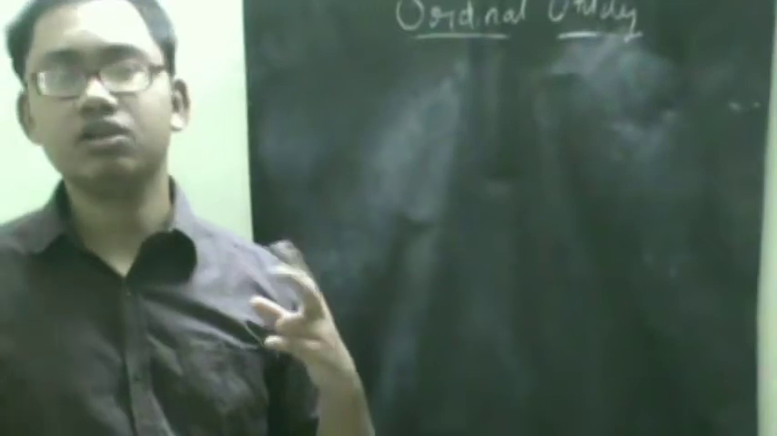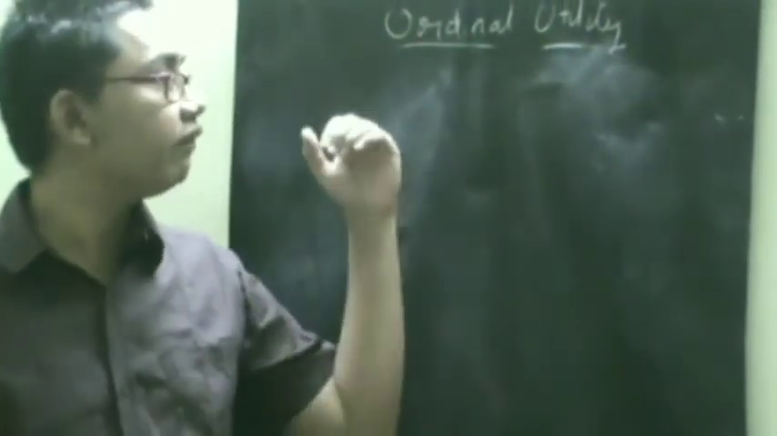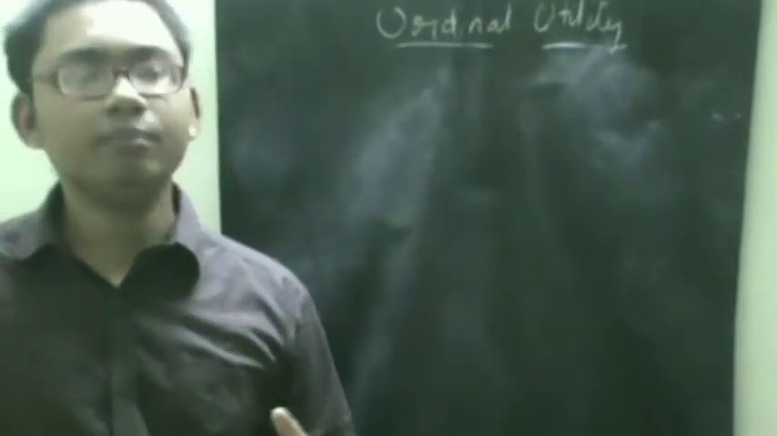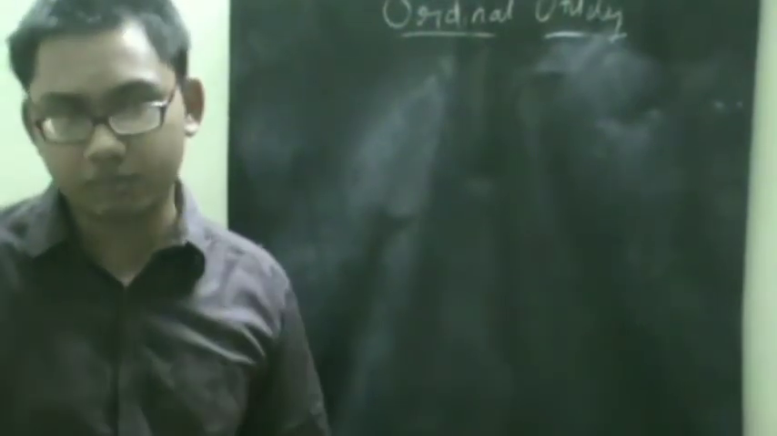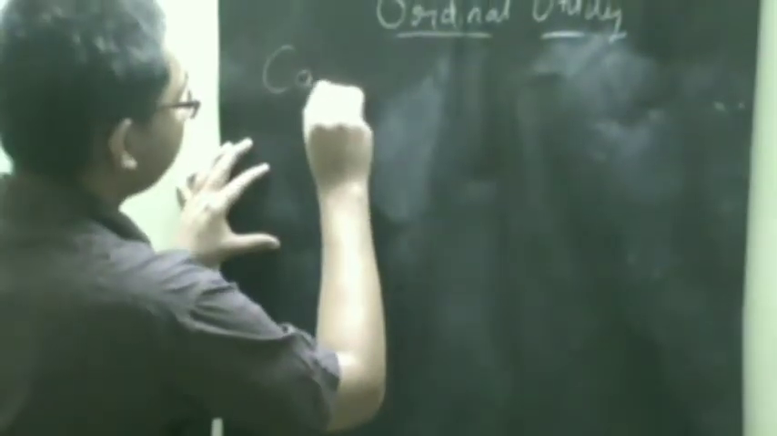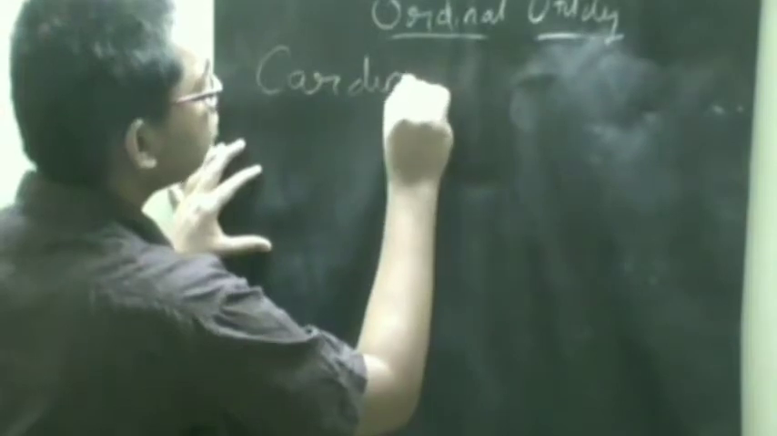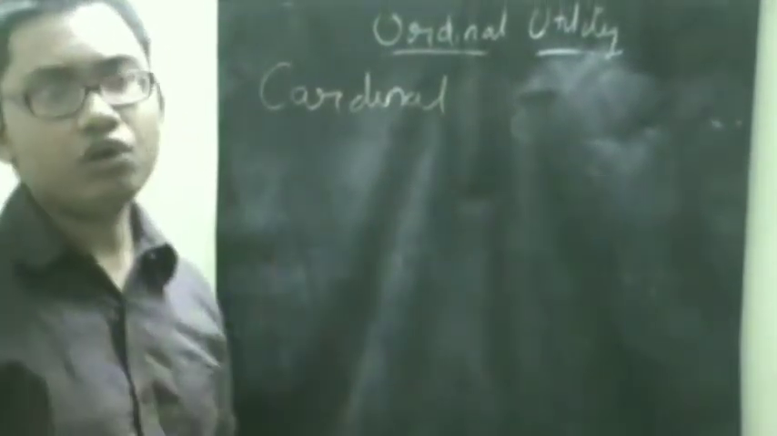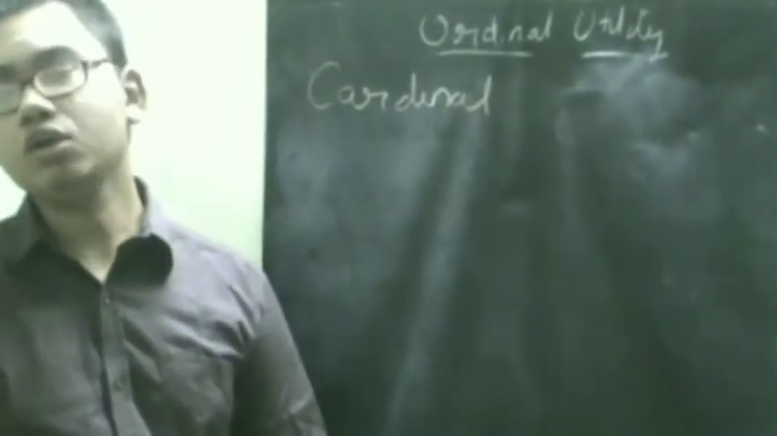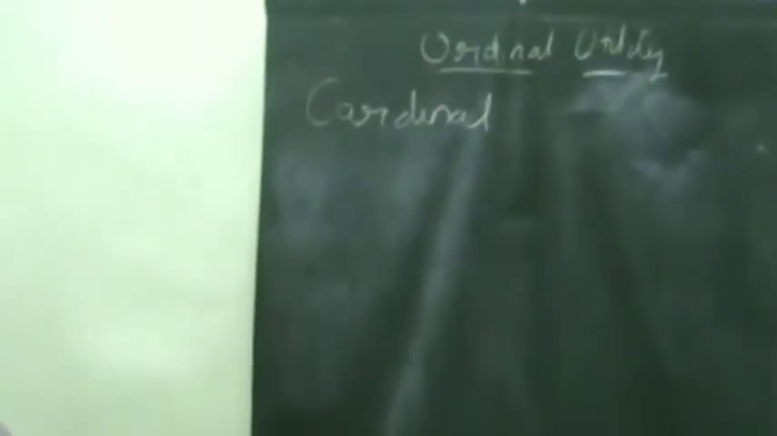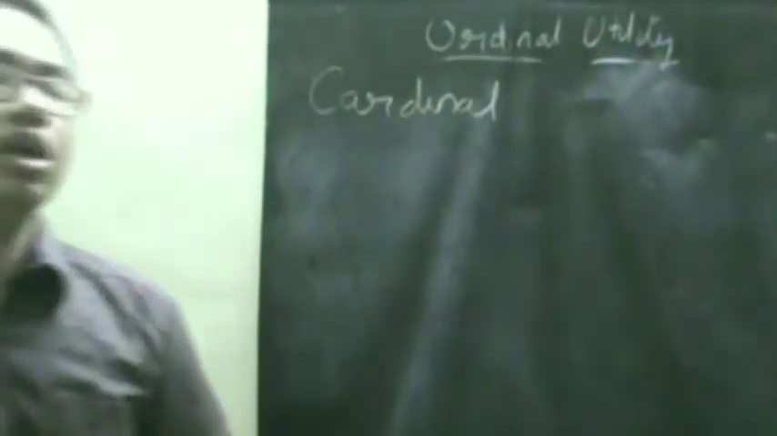So this is our second session in the topic consumer equilibrium. In this session we will be dealing with the ordinal utility approach to determine the consumption pattern so as to enable the consumer to reach equilibrium. First, why do we need this approach? The earlier approach was the cardinal utility approach, and we know this approach had a few disadvantages. So in order to overcome these disadvantages, we are taking a new approach.